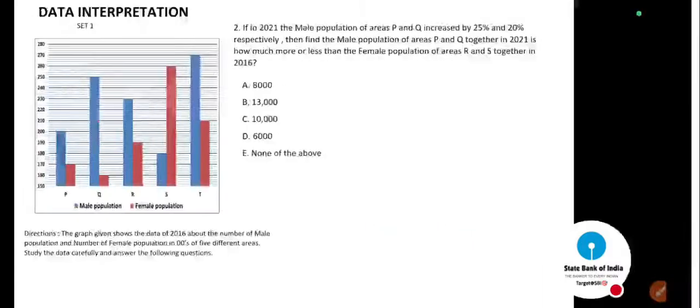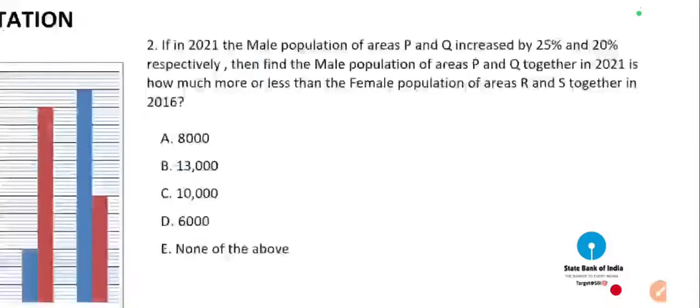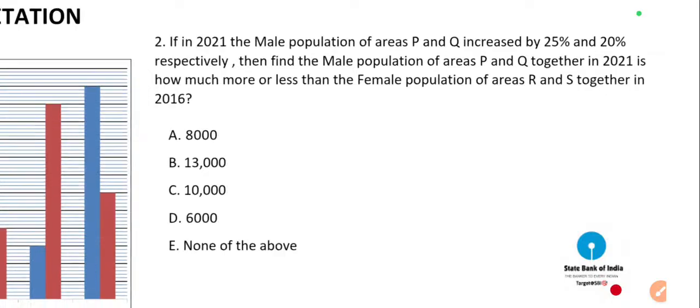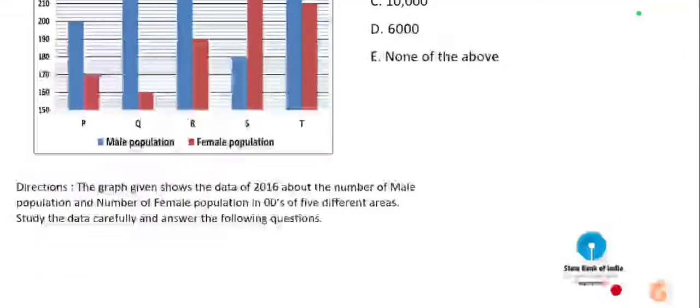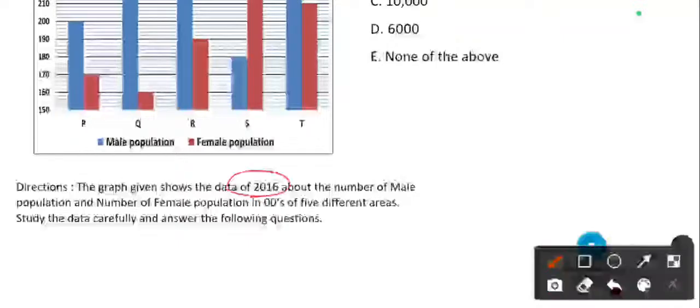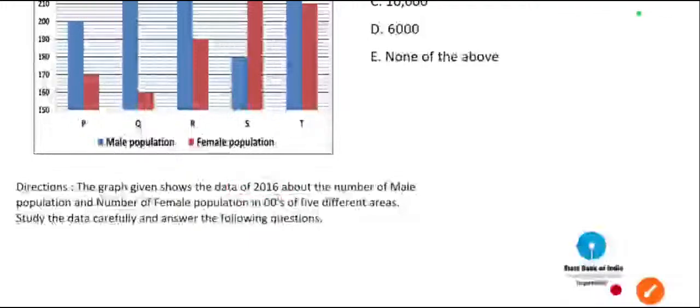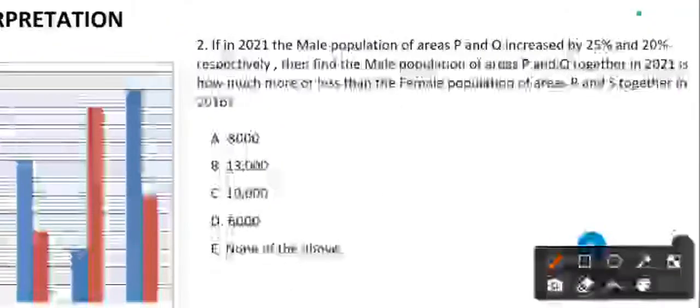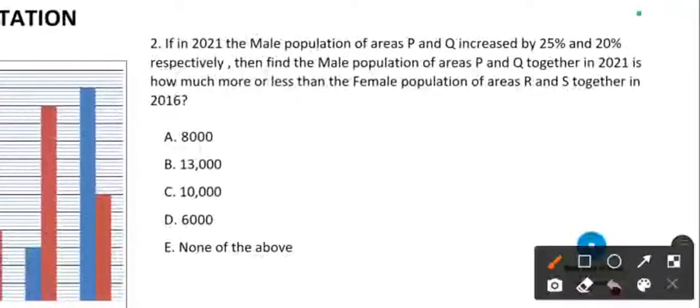Okay, let's see the next question. See this question. It is given in years, the graph data is given about 2016. Remember this one also. And now it says 2021. Is that okay? It is asking about 2021.